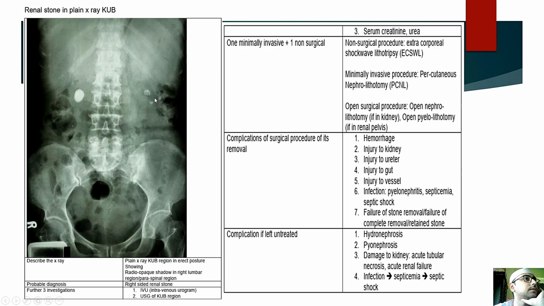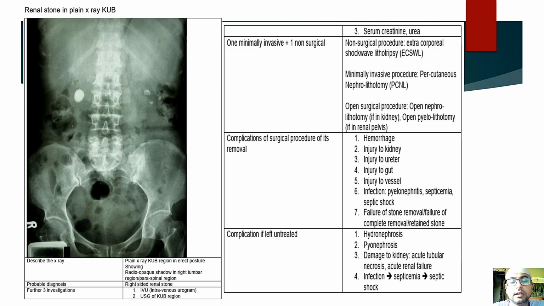And on the left side, you can see another three shadows in the same region. So this is a patient with right-sided and bilateral renal stone. So what are the further investigations? One is IVU, intravenous urogram, and USG of the KUB, and serum creatinine and urea, because we need to know the kidney functions.